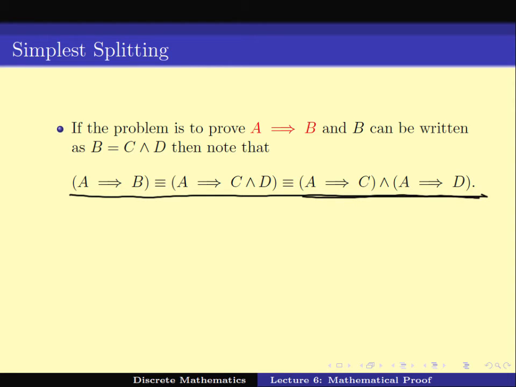So in other words, if I give you the problem A implies B, and you can split up B as C and D, then it is good enough to first show me that A implies C and then show me A implies D. Here is an example where we split the big problem into two smaller problems, namely A implies C and A implies D.